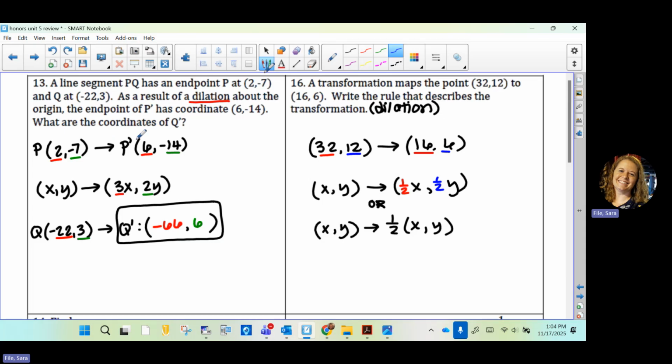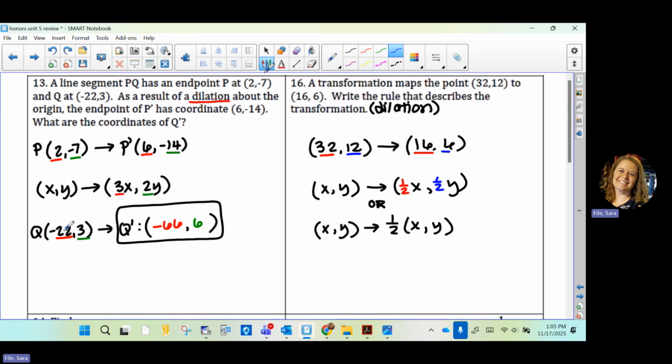So I underlined the X's in red, the Y's in green, so you could see how do we get from 2 to 6? Multiply by 3, right? Okay, how do I get from -7 to -14? Multiply by 2. Okay, and I know it's multiply because it says dilate. It's not asking adding or subtracting, it's dilate. So it's what are you multiplying by? So the X's are multiplied by 3, the Y's are multiplied by 2.